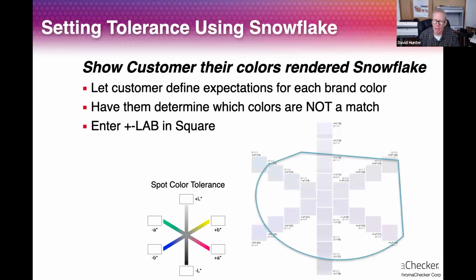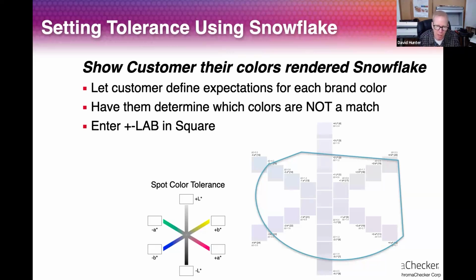But this allows a customer to take their Ritz red color and then draw. If you guys came to the conference, you did this as an exercise. You drew a shape around the colors that were acceptable to you, leaving out the colors that were not acceptable to you. So in this way, we have a non-contiguous delta E, hence a snowflake tolerance, that you can customize, that represents your eye's expectations.